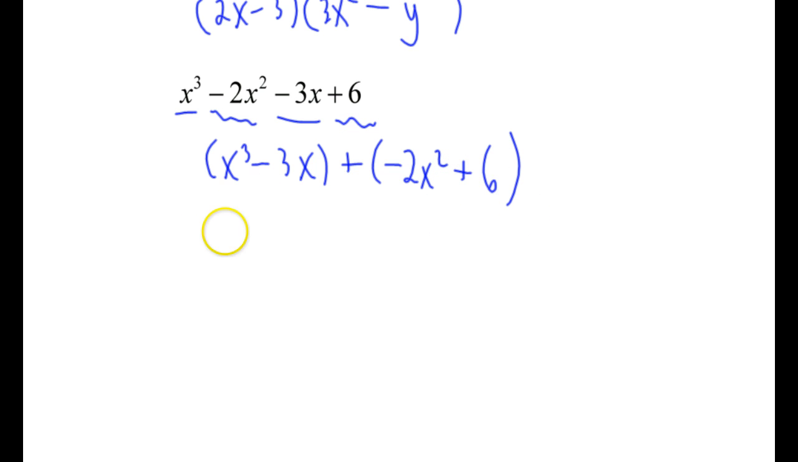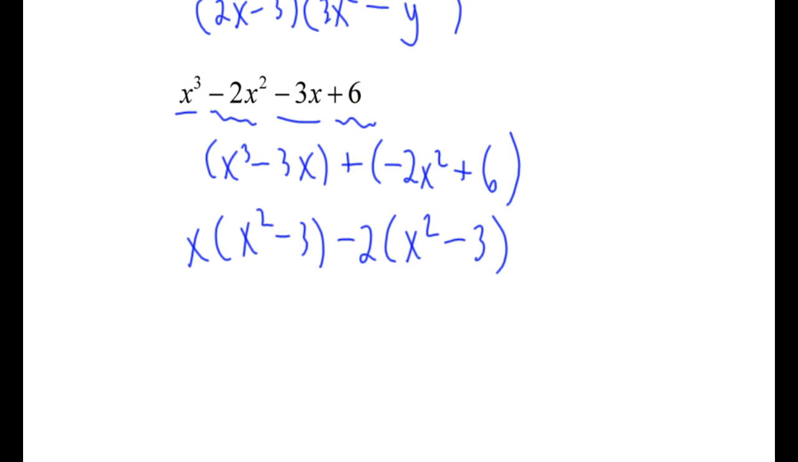Take out the GCF going this way, so you have x times x squared minus 3. Take out the GCF here, which is a negative, because I don't want that leading coefficient negative, and then also 2, so minus 2 times x squared, that sign's going to change, minus 3. And you want to see if those parentheses match. They do, so you are ready to take out the GCF one more time. This GCF is x squared minus 3 times, let's see what's left over, x and negative 2, so x minus 2.